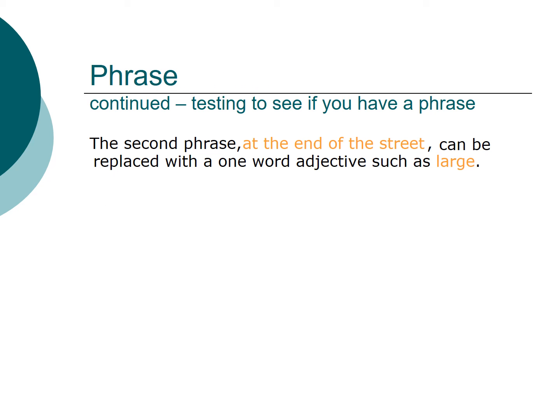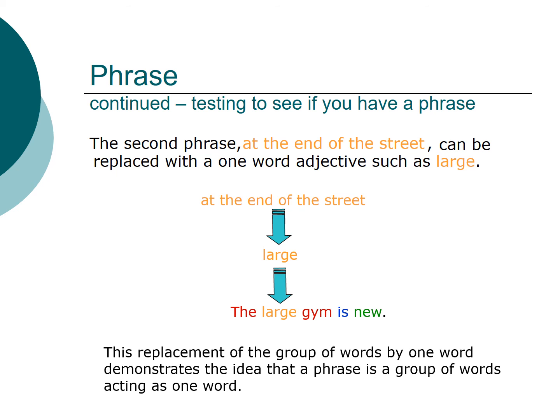The second phrase, "at the end of the street," can be replaced with a one-word adjective such as "large." For example, instead of "at the end of the street," I can say "large," like "the large gem is new." So this replacement of the group of words by one word demonstrates the idea that a phrase is a group of words acting as one word, as we said. "At the end of the street," this is a group of words. It can act like one word, which is "large."